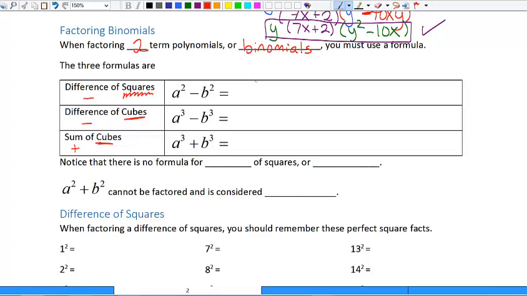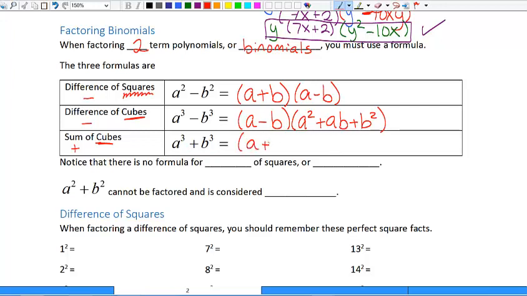So for the difference of squares polynomial, we have a squared minus b squared is factored into a plus b, a minus b, and that's its formula. You will need to memorize all of these formulas. The next one is difference of cubes. We're going to be talking about it a little bit later. It factors into a minus b times a squared plus ab plus b squared. And a cubed plus b cubed factors into a plus b, a squared minus ab plus b squared. You will need to memorize all three of these formulas, but I will show you some shortcuts to memorize those.